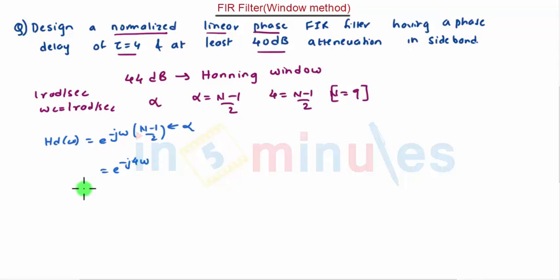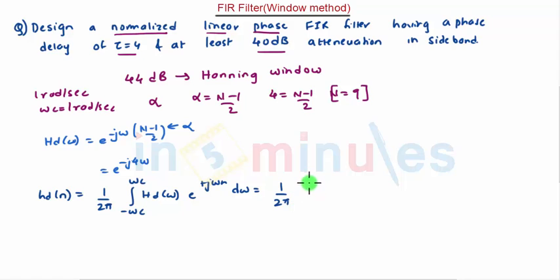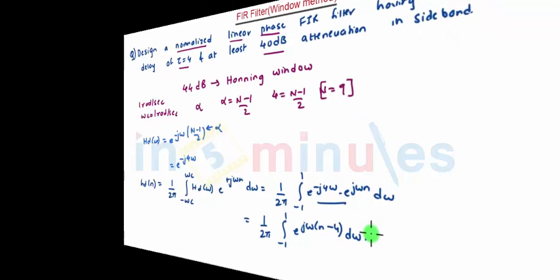Now according to the definition of inverse Fourier transform, hd of n is given as 1 by 2 pi integration from minus omega c to omega c of hd of omega e raised to plus j omega n d omega. That will give us 1 by 2 pi integration from minus 1 to 1 of e raised to minus j 4 omega into e raised to j omega n d omega. So we'll take this term common. We get integration from minus 1 to 1 of e raised to j omega (n minus 4) d omega.